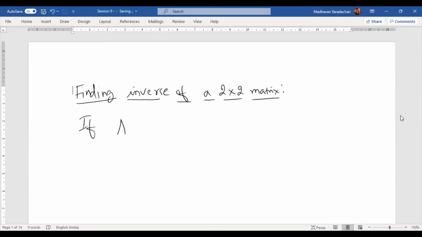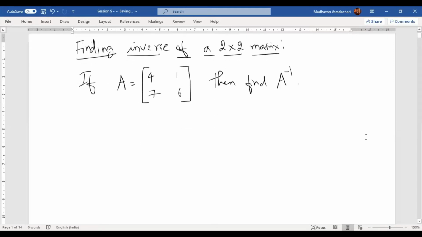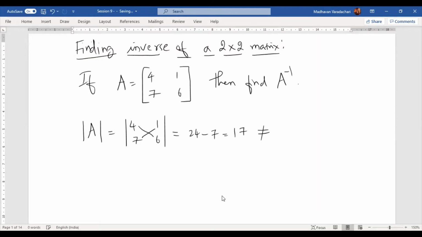If A is a 2x2 matrix having elements 4, 1, 7, 6, then find A inverse. Here also, primarily we will be finding the determinant of A: 4, 1, 7, 6. That is the first step. So 4 into 6 is 24, subtracted with 7 into 1, which is 7. That means we get 17, which is of course not equal to 0. So I can conclude A inverse exists.